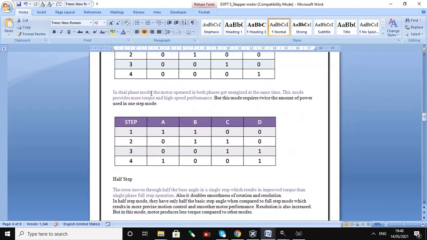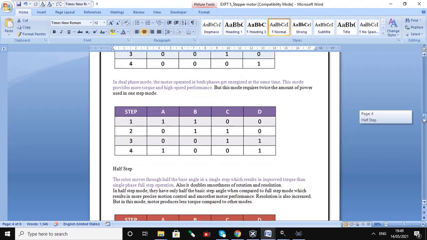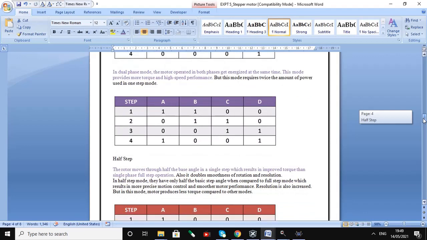Now in the dual phase mode, the motor operates in both phases and gets energized at the same time. This mode provides more torque and high speed performance. So in steps 1, 2, 3, 4, two windings are on at a time. In step 1 A and B are activated, in step 2 B and C, in step 3 C and D, and in step 4 A and B. So this is regarding full step mode and activation of windings.